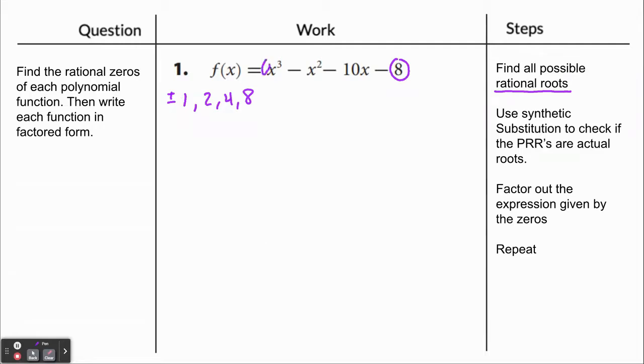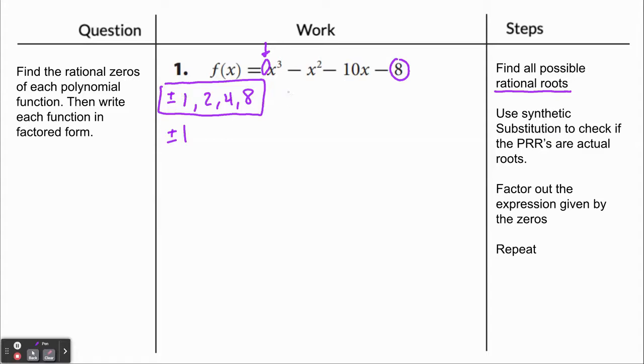Now I have to use that over the factors of our leading coefficient, which is just 1, again, plus or minus. So basically we take each of these numbers, 1, 2, 4, and 8, and put it over 1, which doesn't actually change the value. So all of our possible rational roots are positive or negative, 1, 2, 4, and 8. So what that means is we can use synthetic substitution to check if these are, in fact, roots of this equation. So I'm going to start just in order.